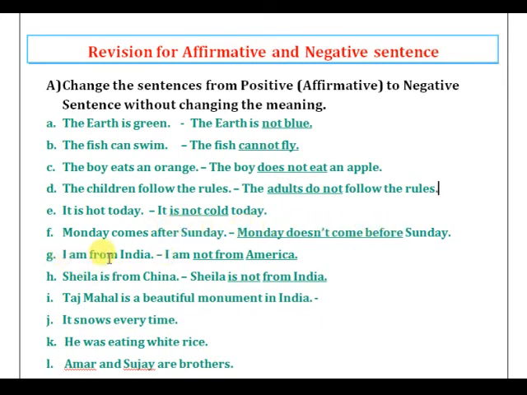One is does not, and second is here I have chosen the opposite of after as before. The next is I am from India. It means I am not from America. Sheila is from China. So the correct answer is Sheila is not from India, which means Sheila is from China.